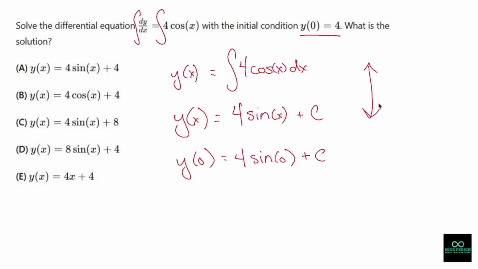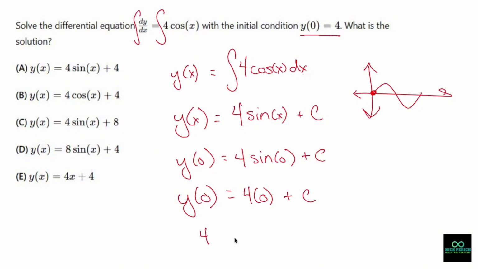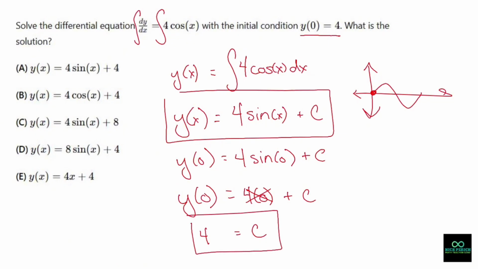Okay, sine looks like this. So sine of 0 is 0. So y of 0 is going to equal 4 times 0 plus c. And by the way, y of 0 is 4, so 4 is going to equal 0 plus c. So c is 4. So taking this right here and this little piece of information right here, we can come up with the equation y of x equals 4 sine x plus 4, which is u.